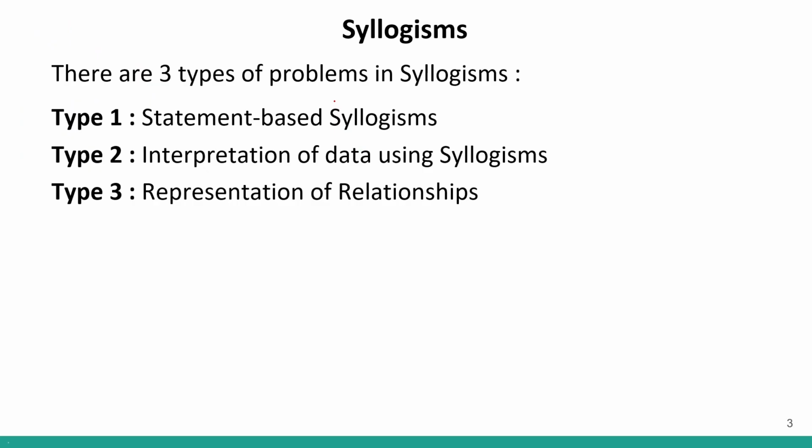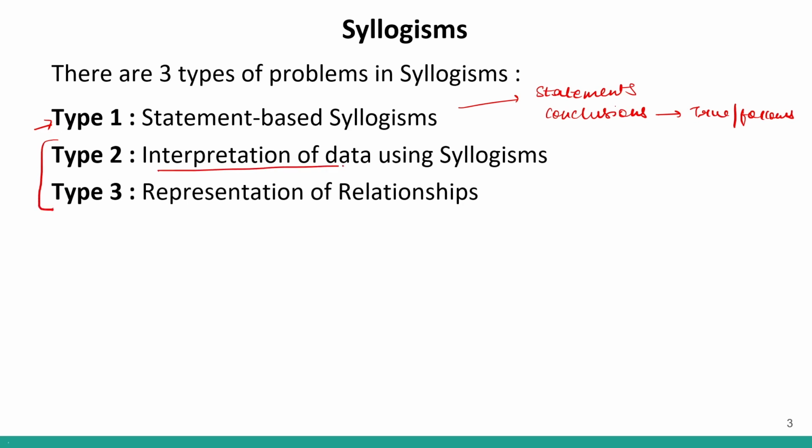So let us start. Previously we have discussed that there are three types of problems that can come in your syllogisms. Type 1 is statement based syllogism. Statement based means there are a certain set of statements and a certain set of conclusions, and we have to identify which conclusion is true or follows. So these are your statement conclusion type questions. We have already discussed this in the previous lecture. In today's lecture, we will discuss type 2 and type 3.